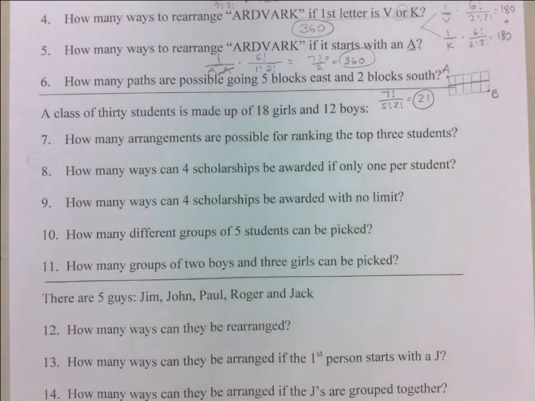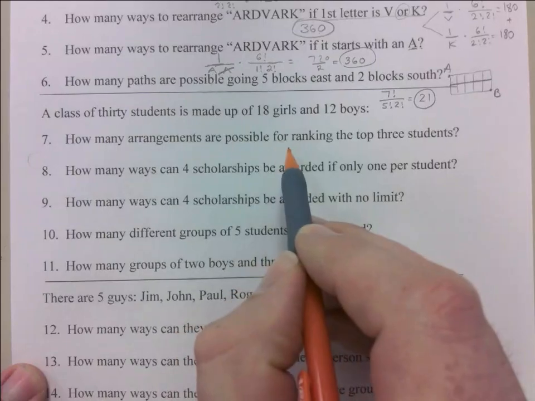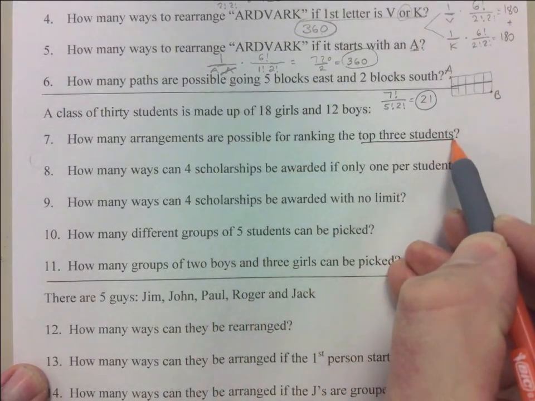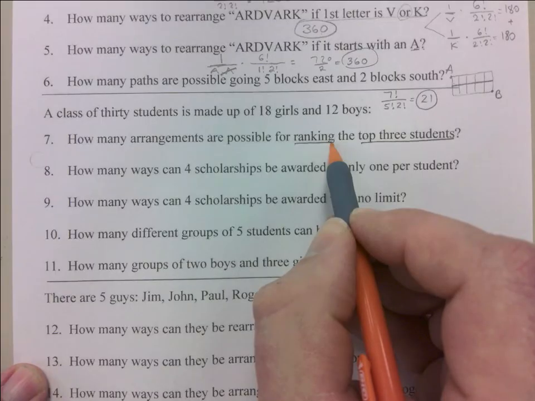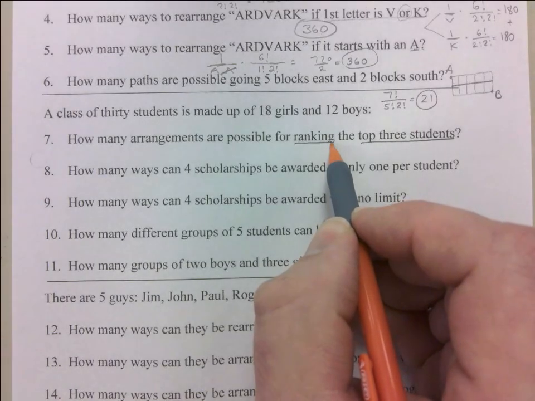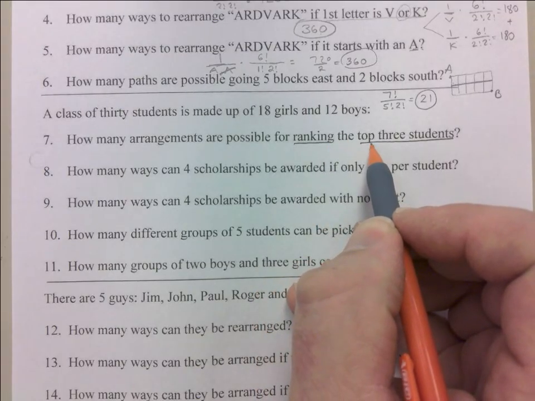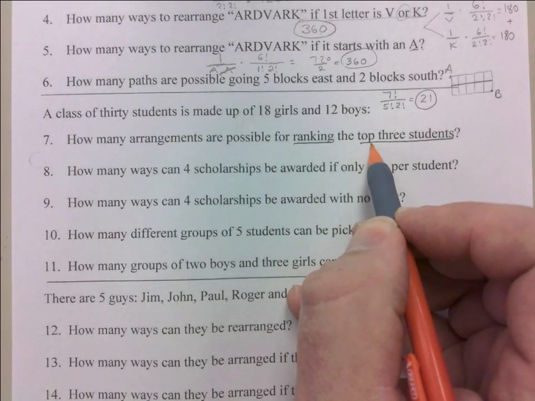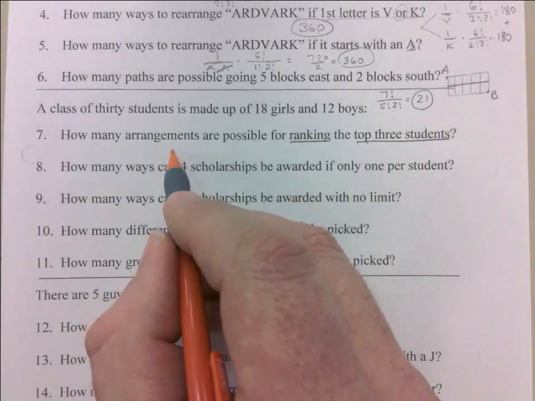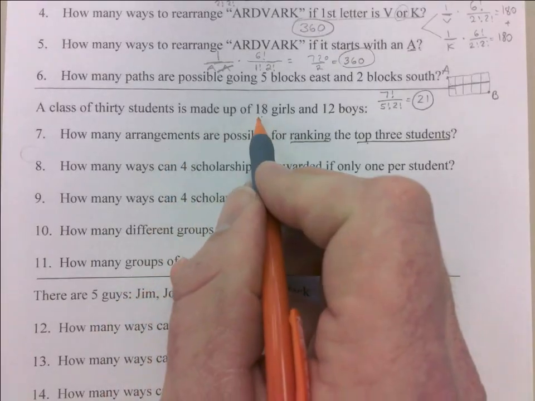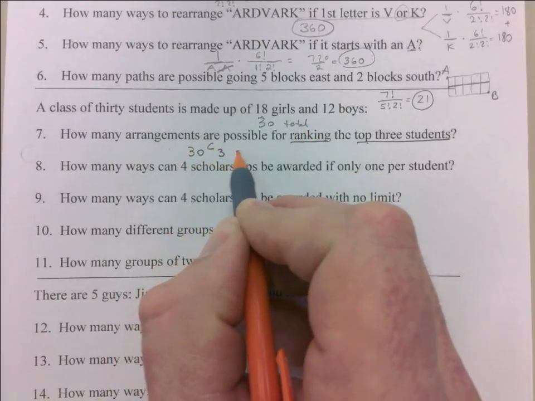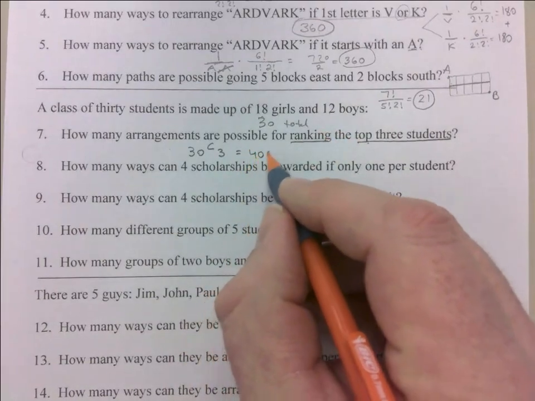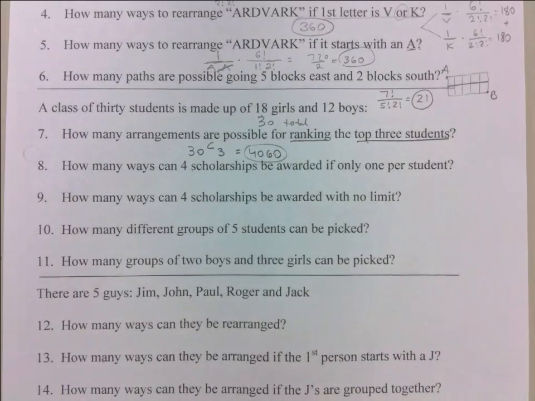Okay, let's keep going here. We'll just do 1 mark each today. How many arrangements are possible for ranking the top 3 students? There's no specific positions, right? It's just the top 3 combinations. So from the 30, this is 30 total, so we'll go 30 choose 3. And that is 4,060 to just get top 3.